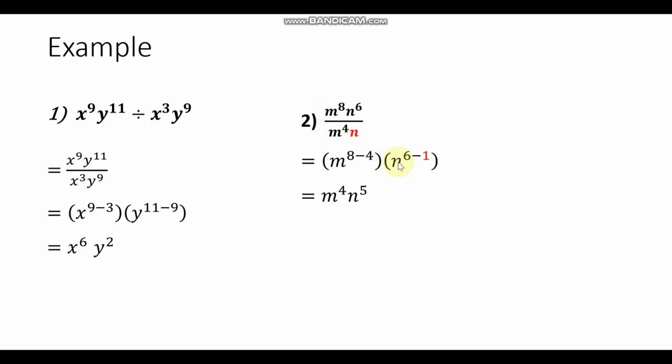We got two bases here, so we have two brackets as well. For the first base, m, we have the value of 8 and the value of 4, so 8 minus 4. For the base of n, we have 6 and 1, so 6 minus 1, close the bracket. We will have m to the power of 4, n to the power of 5.